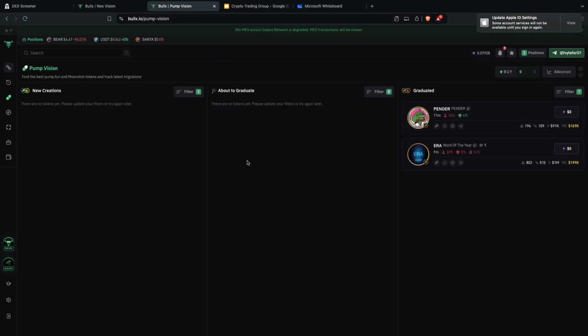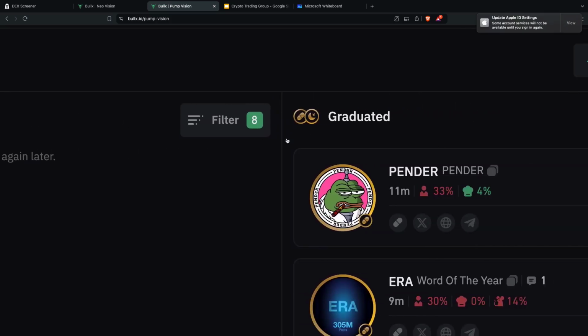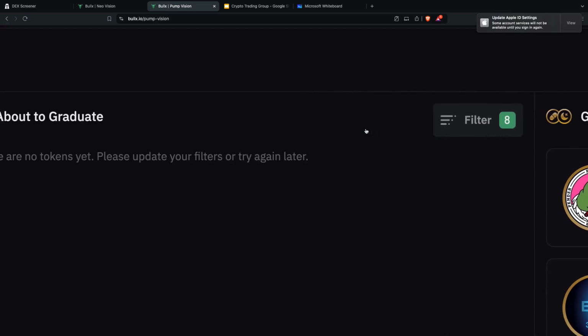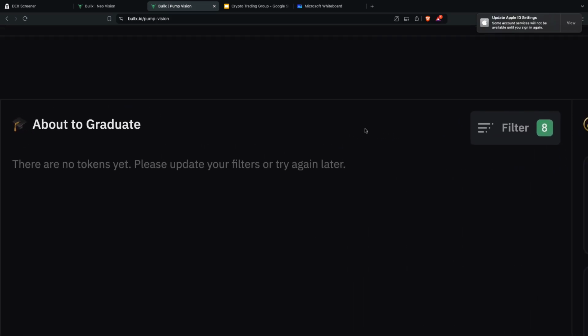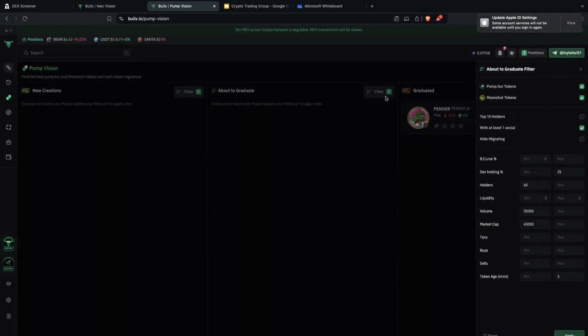So when it comes to the filter area, there are three categories: the new creations, the about to graduate, and the graduated. Mostly I only focus on about to graduate and the graduated filters, because these really represent cryptocurrency projects that are much more interesting to trade, if I can put it that way, because they have a few data points that you can consolidate and take a look at. So when it comes to the about to graduate, these are my filters on Neo Bullx. So take a look at this.